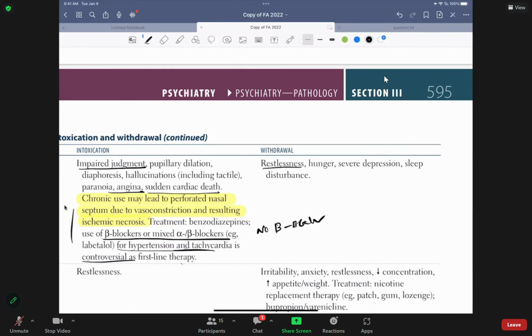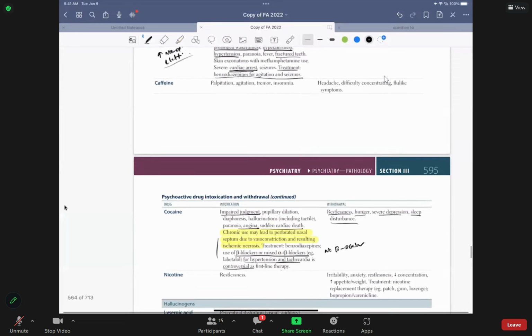Okay. Now, since we talked about cocaine intoxication, look at the withdrawal, folks. It's restlessness, hunger, severe depression, and sleep disturbances. They literally cannot do anything, folks. Okay, so that's cocaine.